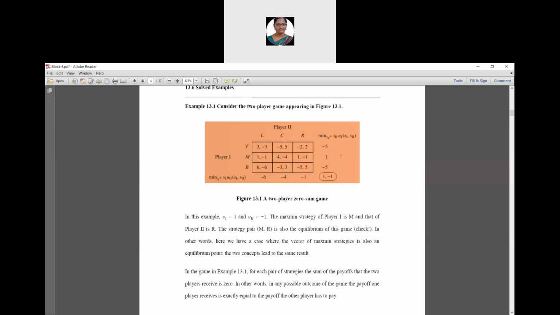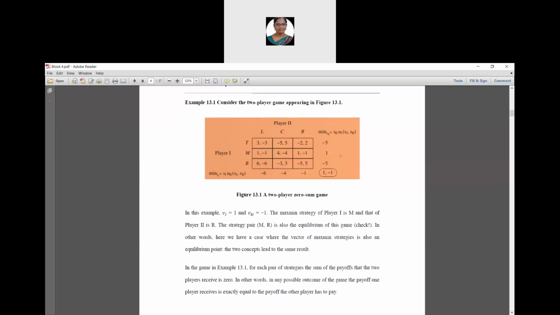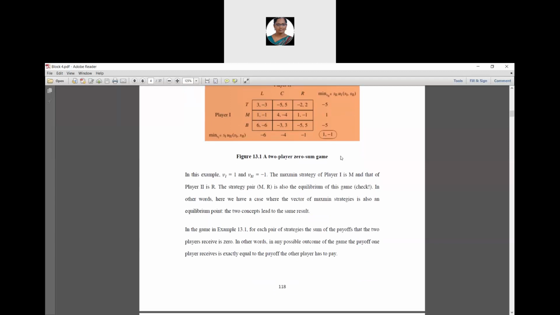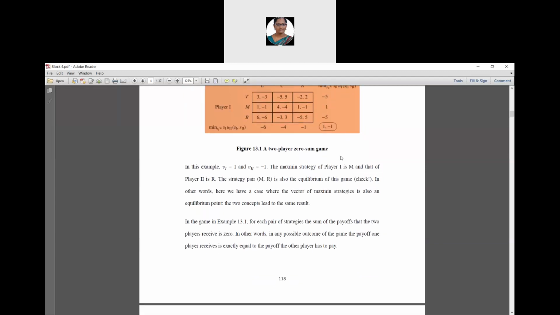In other words, here we have a case where the vector of maximin strategies is also an equilibrium point. The two concepts lead to the same result. We have to check that point. In this game, for each pair of strategies, the sum of the payoffs that the two players receive is 0. In other words, in any possible outcome of the game, the payoff one player receives is exactly equal to the payoff the other player has to pay.